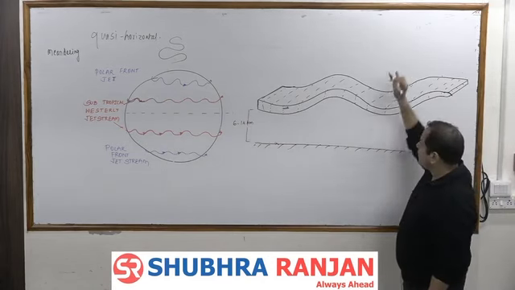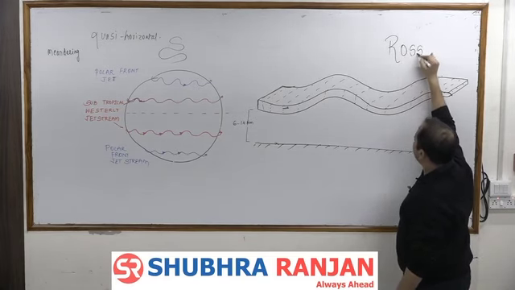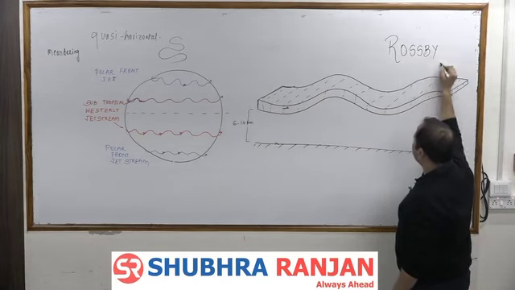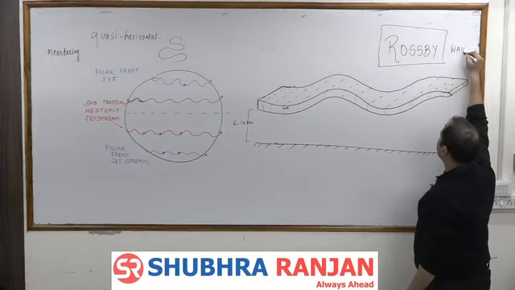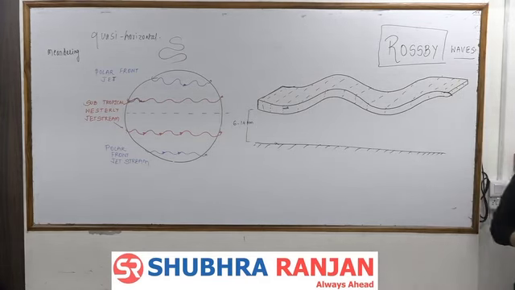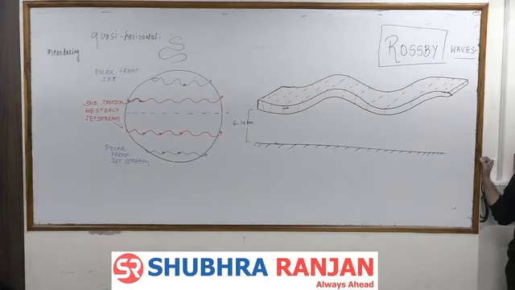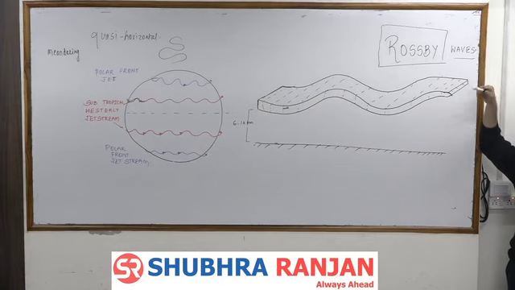This meandering path of a jet stream is known as Rossby waves. So another name for the jet stream's meanders is Rossby waves. The meandering path of a jet stream is known as a Rossby wave. Why? Because it was discovered by Sir George Rossby. So that is why it is named Rossby waves.